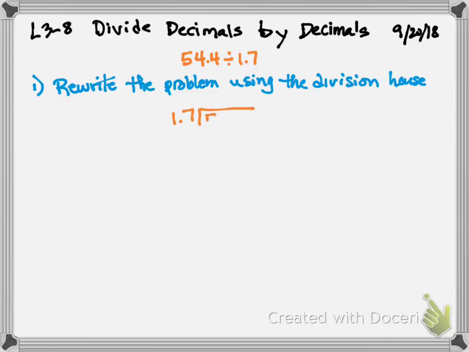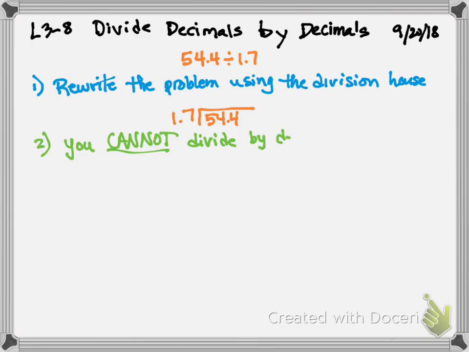Okay, so this would now become 1.7 dividing into 54.4. Now, if you recall in the notes from yesterday, I said specifically, you cannot divide by decimals. So guess what? We have to deal with that today. So we're going to write it again. You, and then I'm going to yell at you a little bit. Cannot divide by decimals. In other words, your divisor cannot have a decimal in it. It's okay for your dividend to have one, but your divisor can't have one.